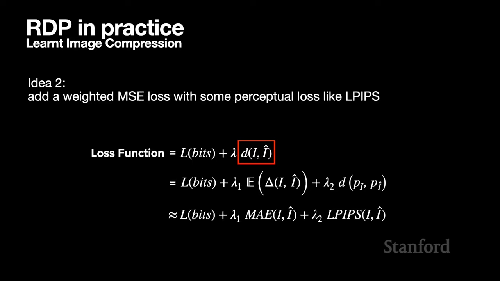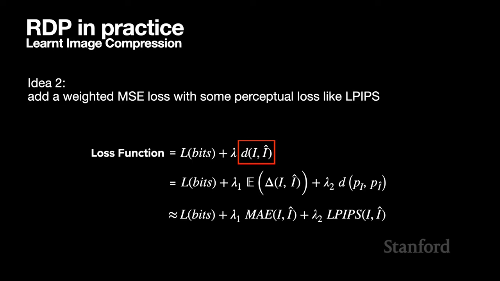But maybe I can do even more. I can also add my weighted MSE loss with my perceptual metric. The idea there is that, for example, I can have mean absolute error as well as LPIPS. And this is actually quite commonly used. I don't want to say 100 percent, but almost all learned image and video compressors use a loss which looks like this, where you have some distortion term and some perceptual term.